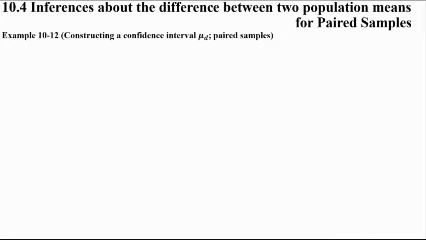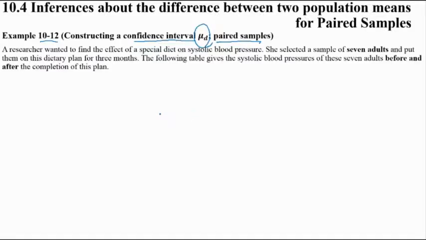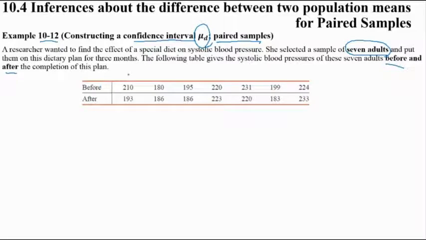Now let's apply it to a problem: a confidence interval for mu D for a paired sample. A researcher wanted to find the effect of a special diet. The sample size is 7 people, 7 adults, and we're going to check them before and after.